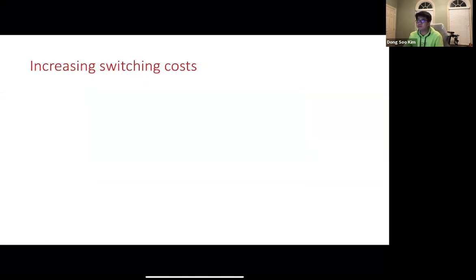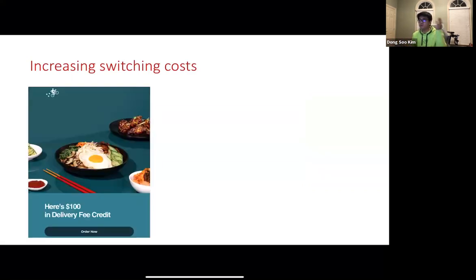Last, switching costs. The best way to keep customers is to make them locked in. That is, to make a clear reason to choose our brand rather than the competitors. This is an offer I actually received from Postmates. Postmates is a food delivery service like Uber Eats and DoorDash. When I visited LA for a family trip, I used Postmates because it was the only app where I could access various Korean restaurants in LA.